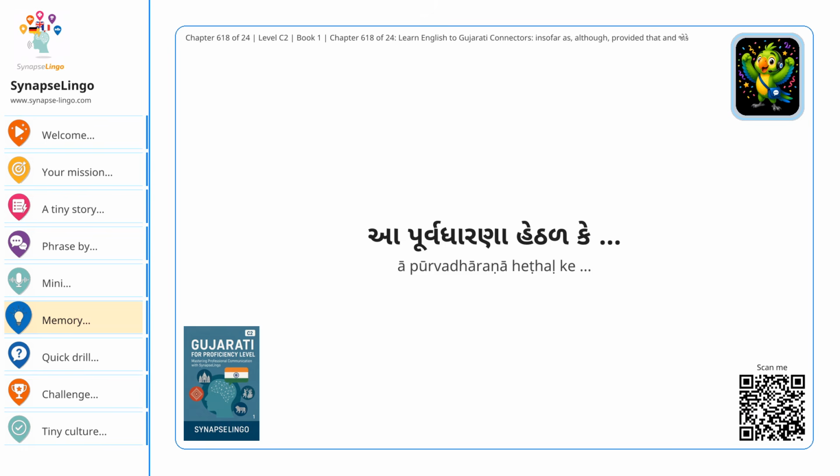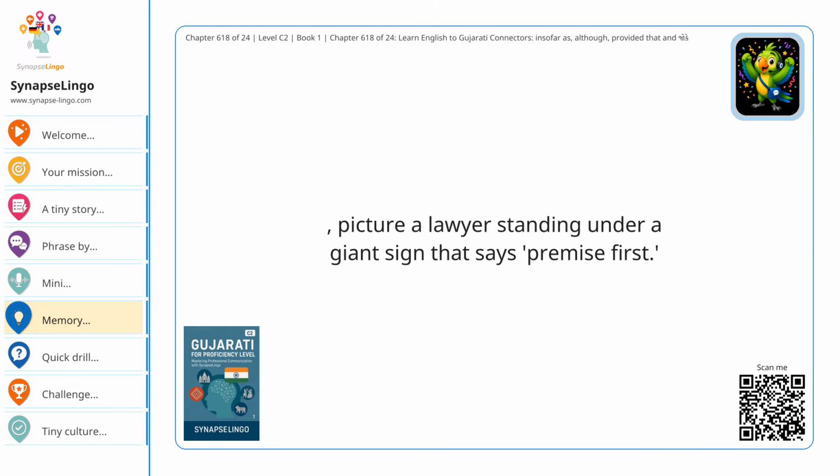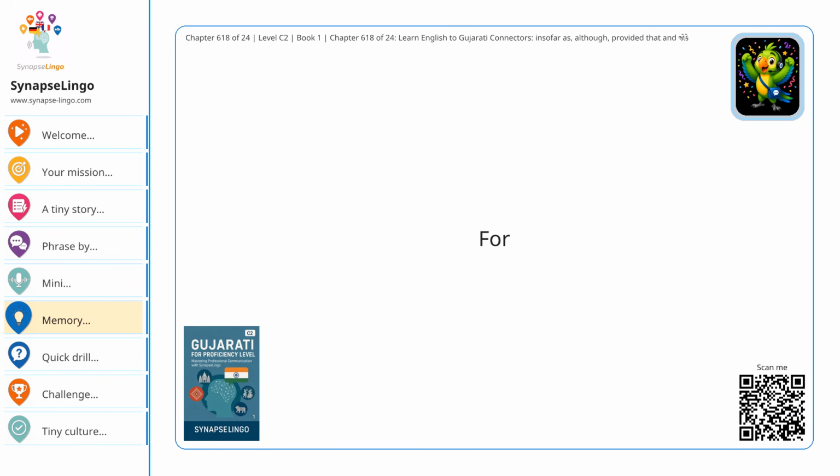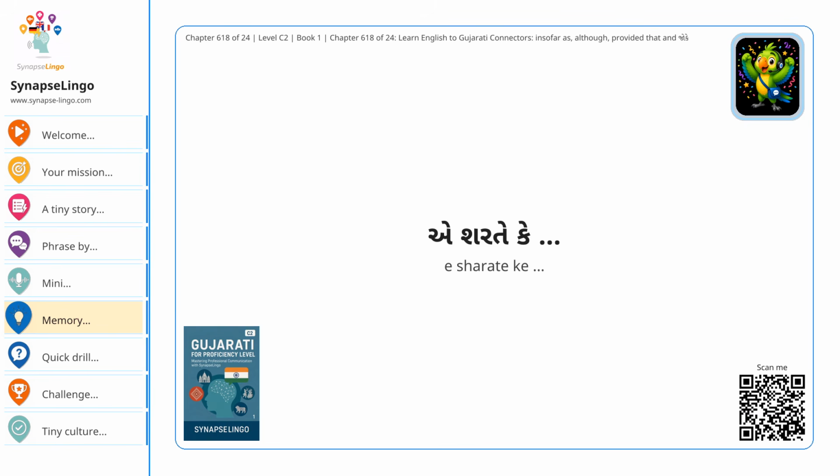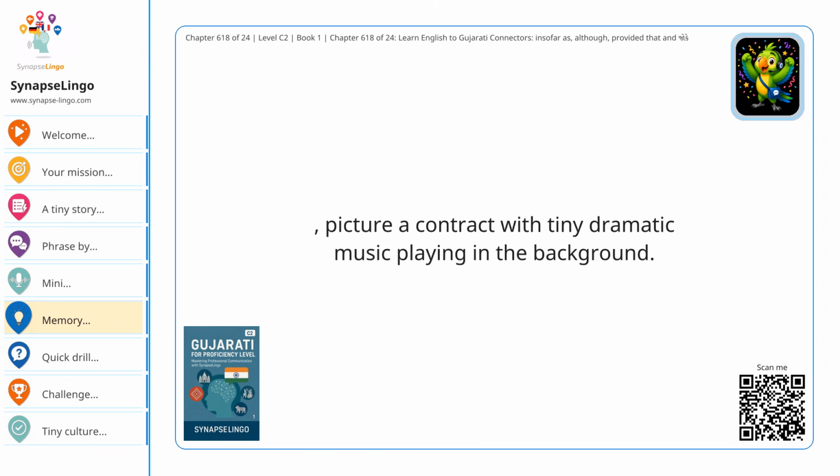આ પૂર્વધારણા હેઠળ કે: picture a lawyer standing under a giant sign that says, premise first. ધારીને કે: imagine making a plan based on a guess and hoping the universe cooperates for once. એ શરતે કે: picture a contract with tiny dramatic music playing in the background.